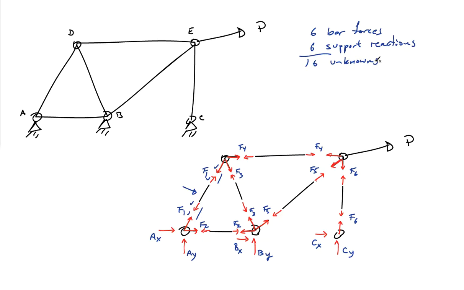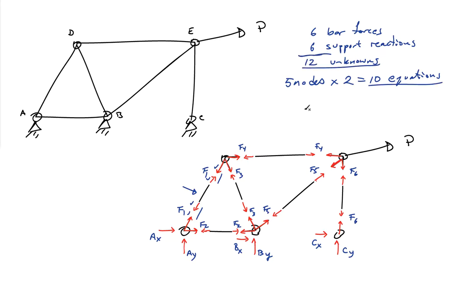And the joints and nodes are subjected to concurrent forces, so there are only 2 equilibrium equations there. So I have 5 nodes, and I'm going to have 2 equilibrium equations, so that's going to give me 10 equations in this setup here. So if I look at this, actually 6 plus 6 is not equal to 16. 6 plus 6 is equal to 12.